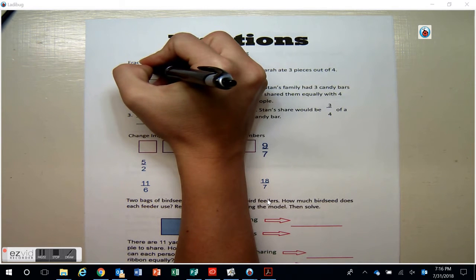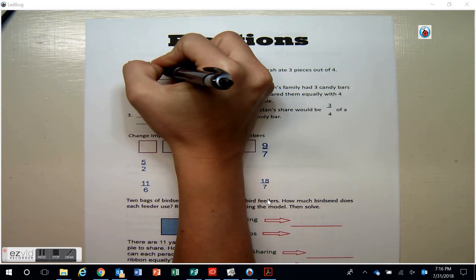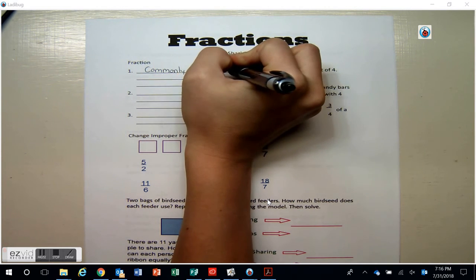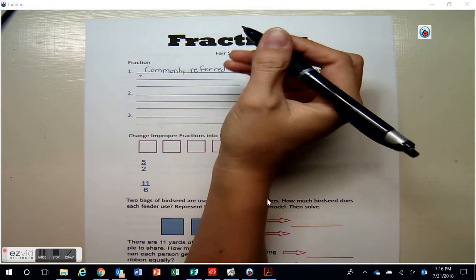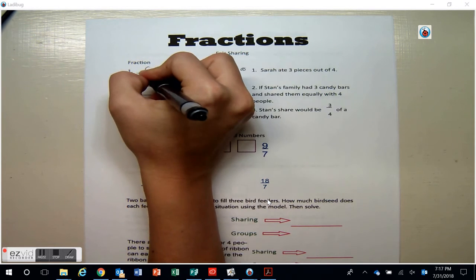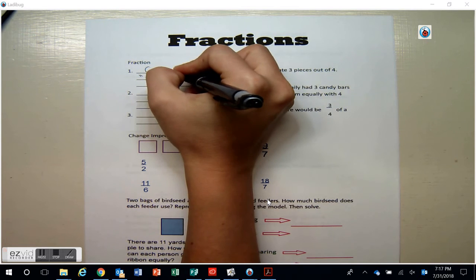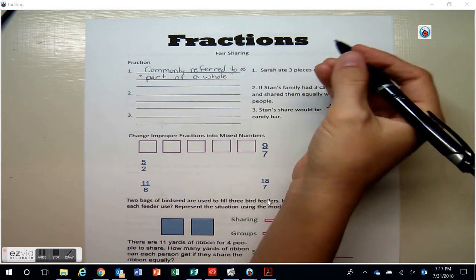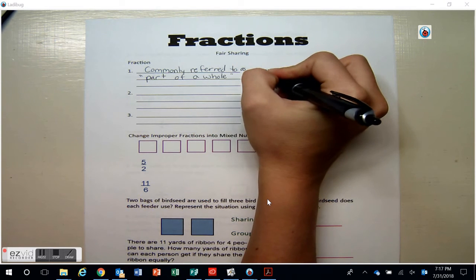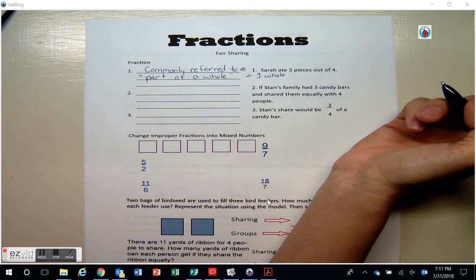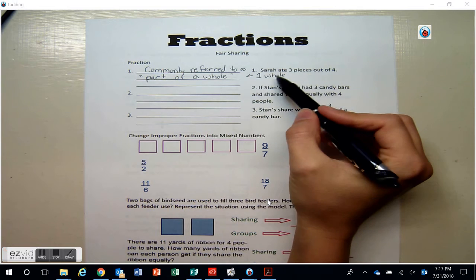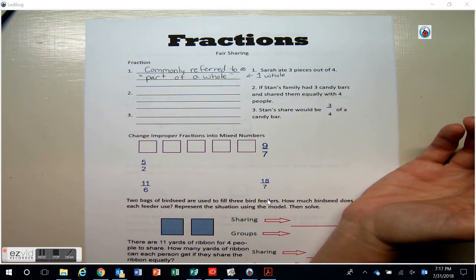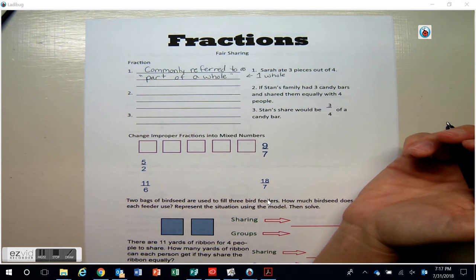This is the way that you've probably learned about fractions. The bottom number tells me how many pieces make up the whole, and my top number tells me how many parts I have. That was a part-whole way of looking at it. This way of looking at it is always in regards to one whole pizza.